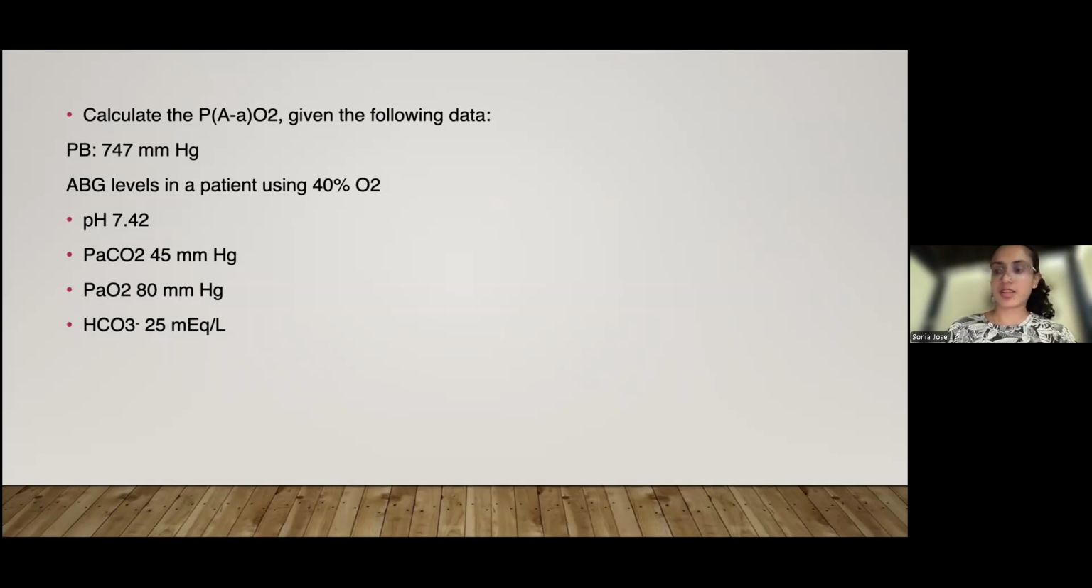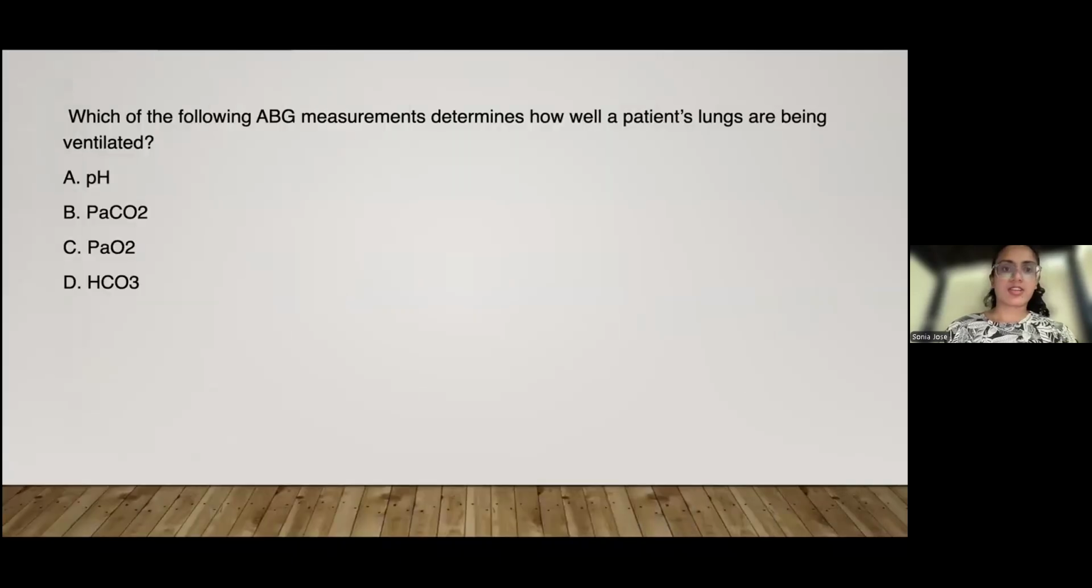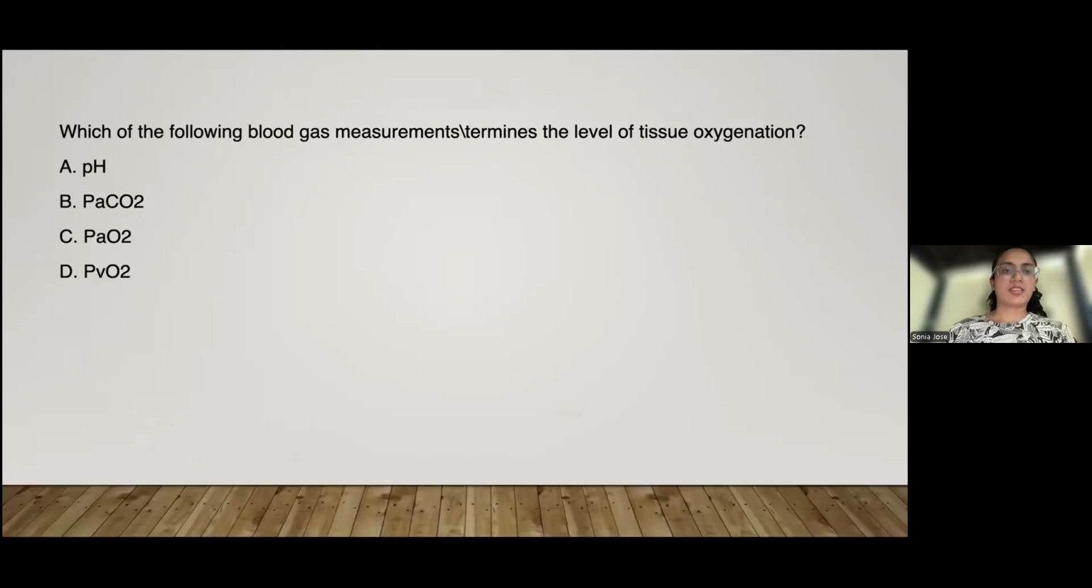I'm moving on to the next question. Which of the following ABG measurements determines how well a patient's lungs are being ventilated? PaCO2. Yes, PaCO2. Then, which of the following blood gas measurements determines the level of tissue oxygenation? PVO2. Option D. Yes, tissue oxygenation, it is PVO2.